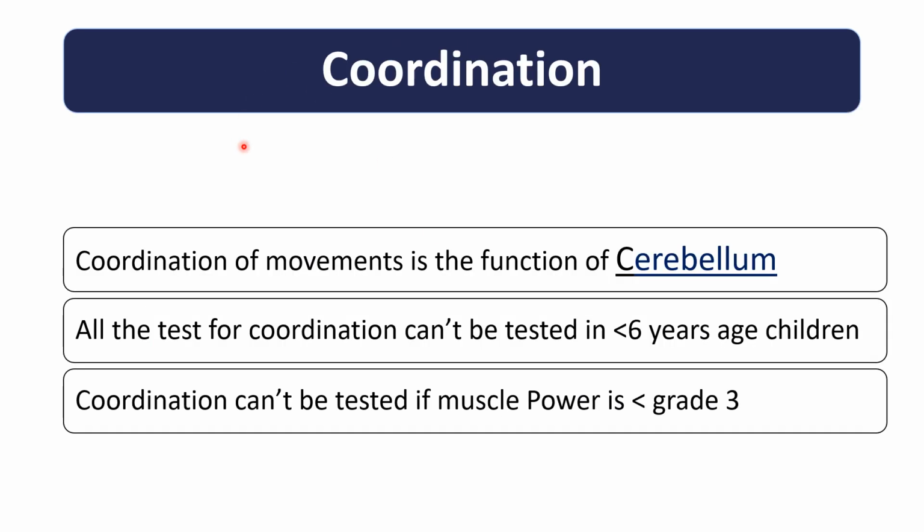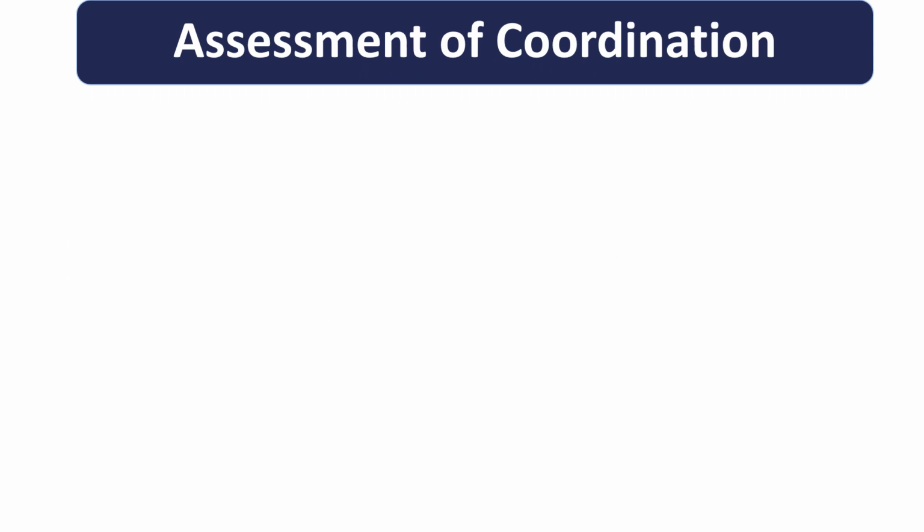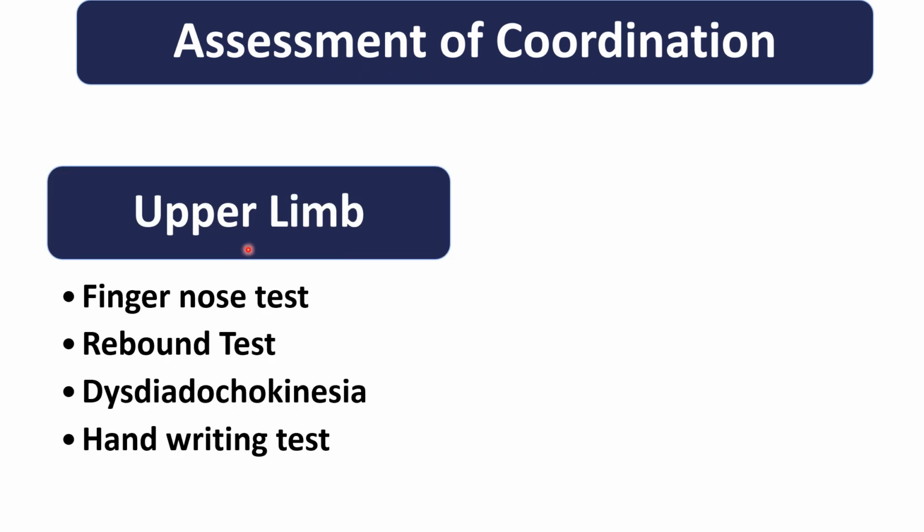Now the last part of the motor system examination is coordination. Coordination of the movements is the function of the cerebellum, and we can assess all the tests whenever the age of the child is more than 6 years. Not possible in the less than 6 years age group, and coordination can't be tested if the muscle power is less than grade 3.